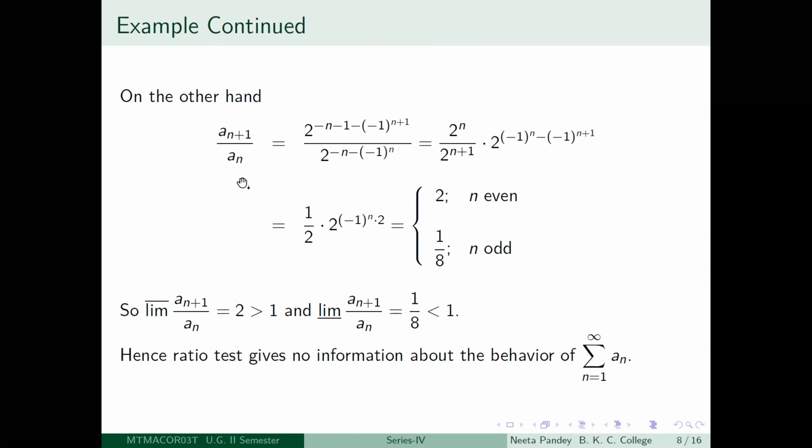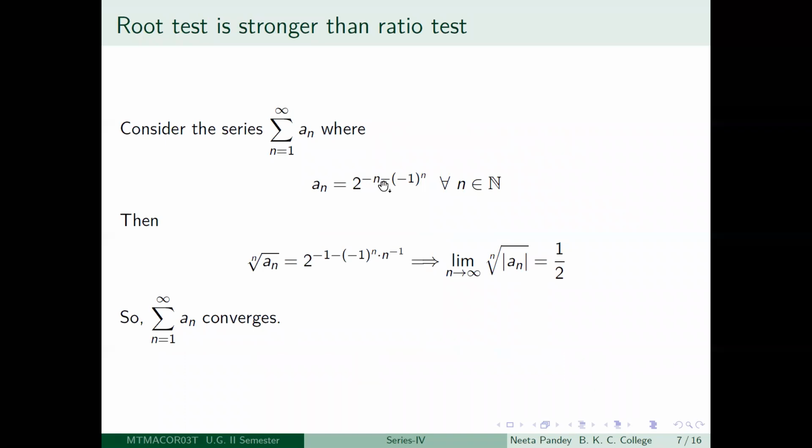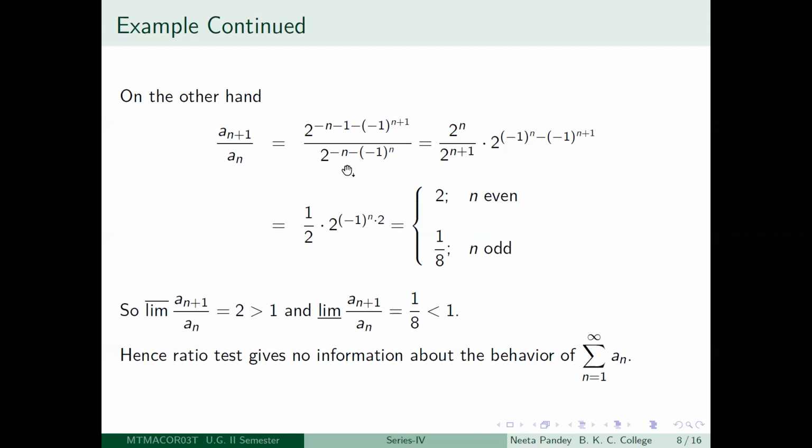So an plus 1 divided by an, this is what we have to calculate for our ratio test. What is an first of all? An is 2 to the power minus n minus of minus 1 to the power n. Here, instead of n you write n plus 1, so you get 2 to the power minus of n plus 1 minus minus 1 to the power n plus 1. And an is 2 to the power minus n minus minus 1 to the power n. Everything is a power of 2. Please note that. So this is what you get as an plus 1 divided by an.